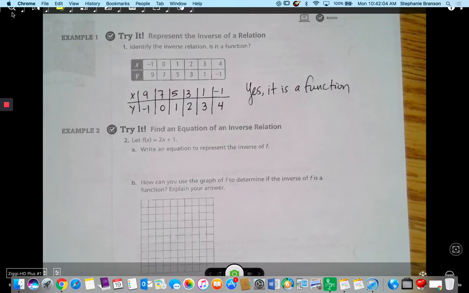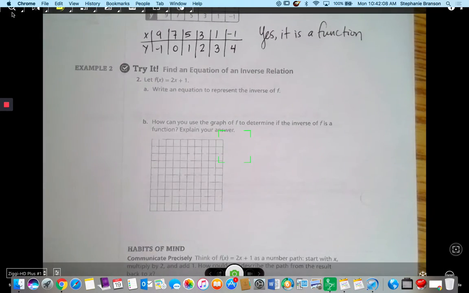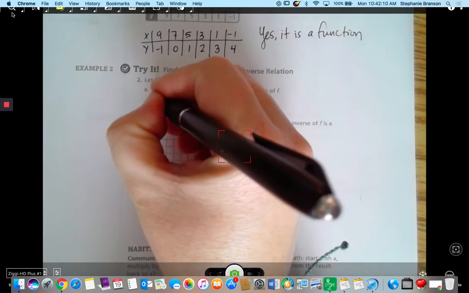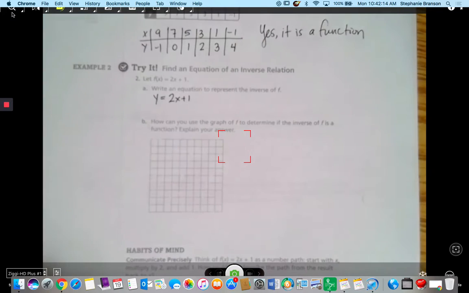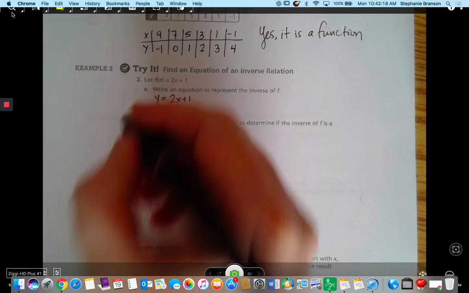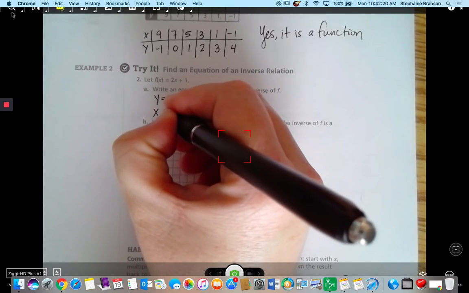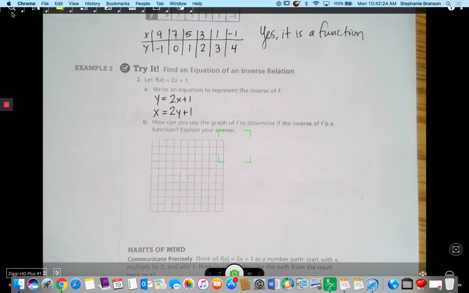So write an equation to represent the inverse of f. So I'm going to rewrite it as y is equal to 2x plus 1. And anywhere I have an x value, I'm going to put a y, and anywhere I have a y value, I'm going to put an x.